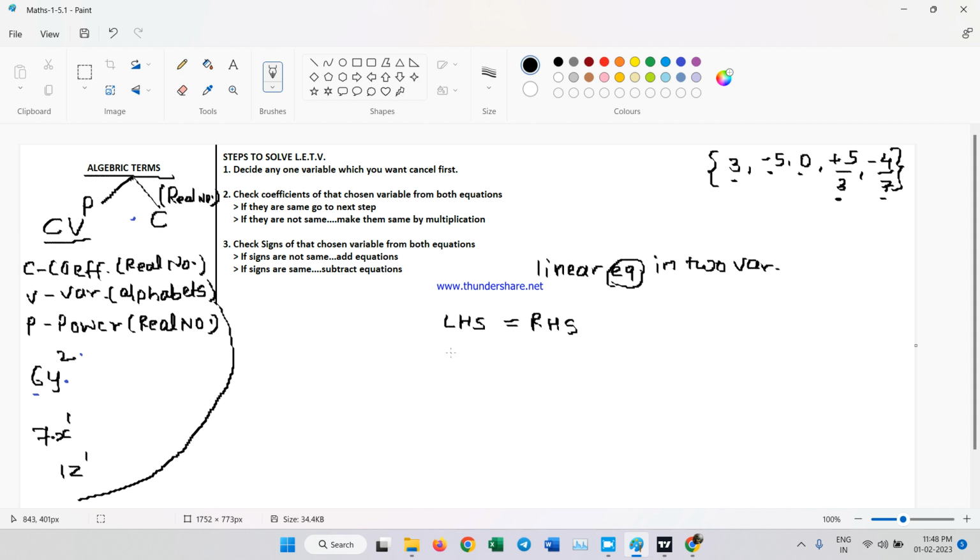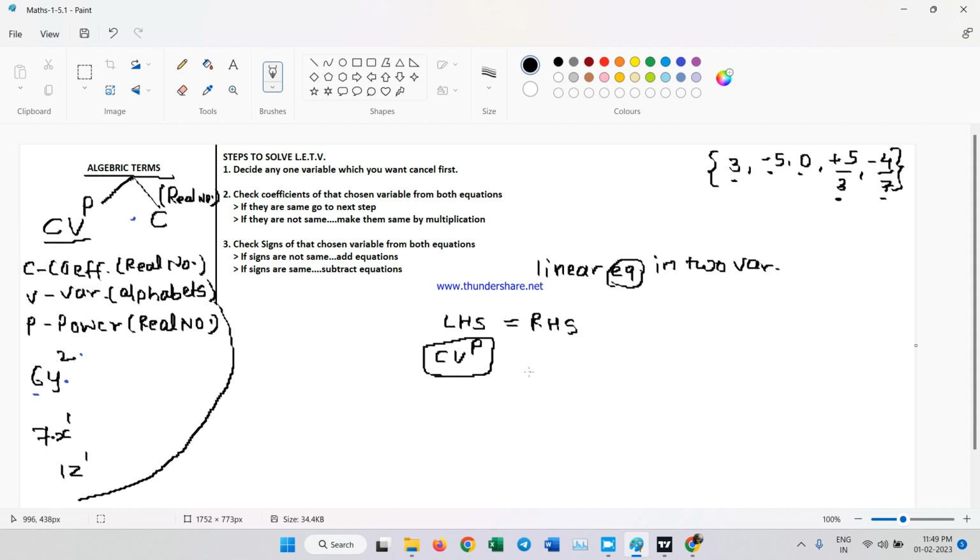Okay, now what will be on LHS and what will be on RHS? Let me simplify for you people. The LHS may have different algebraic terms, anything from these two types, CVP and C, and even RHS will also have the different algebraic terms, CVP or C. But what we are going to try to do throughout this entire chapter is we will try to keep the CVP type of terms on LHS.